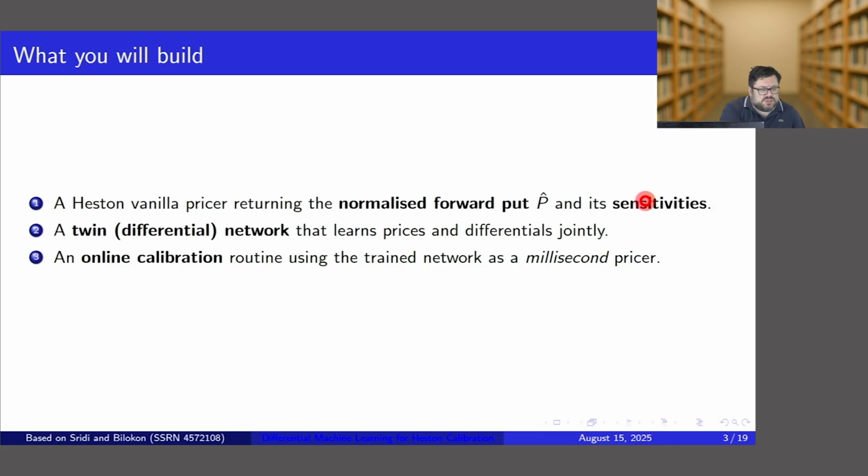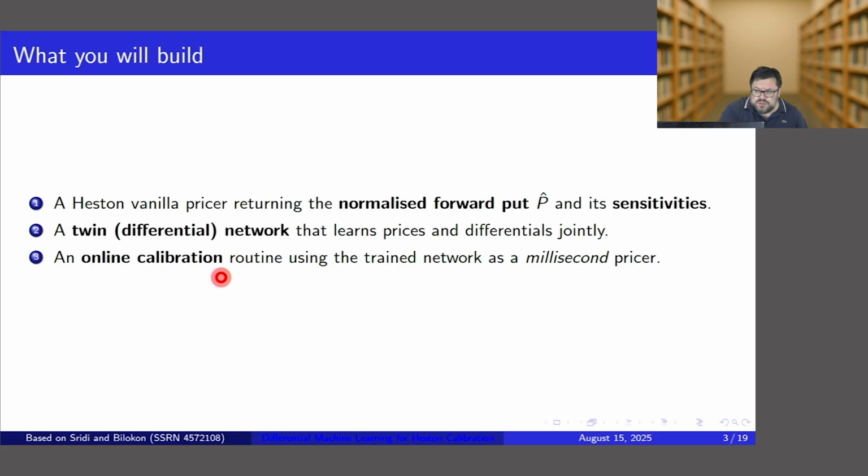The second is this twin or differential network that learns prices and differentials jointly. The twin architecture is the heart of DML, differential machine learning. The network outputs both the scaled price and its gradient with respect to inputs.